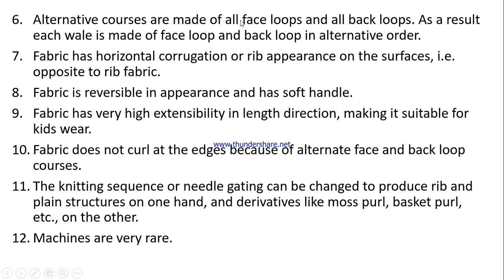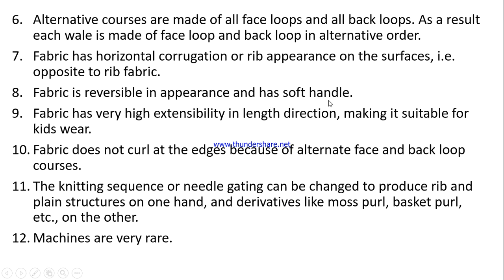Alternative courses are made of all face loop and all back loop. As a result, each wale is made of face loop and back loop in alternative order. Fabric has horizontal corrugation or rib appearance on the surfaces, which is opposite to the rib fabric. Already I have mentioned, fabric is reversible in appearance and has a soft handle.